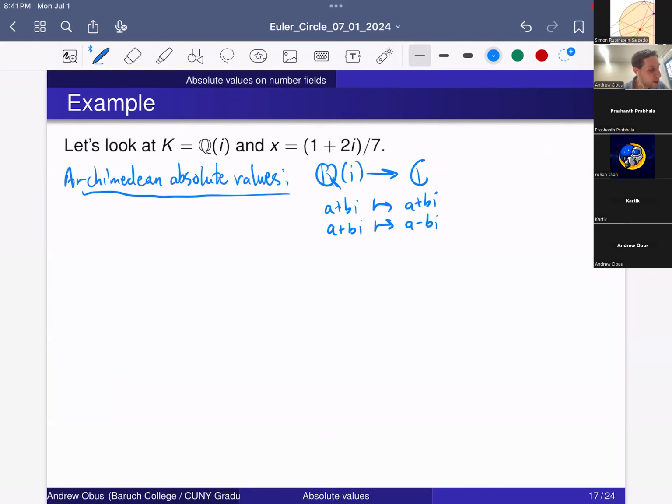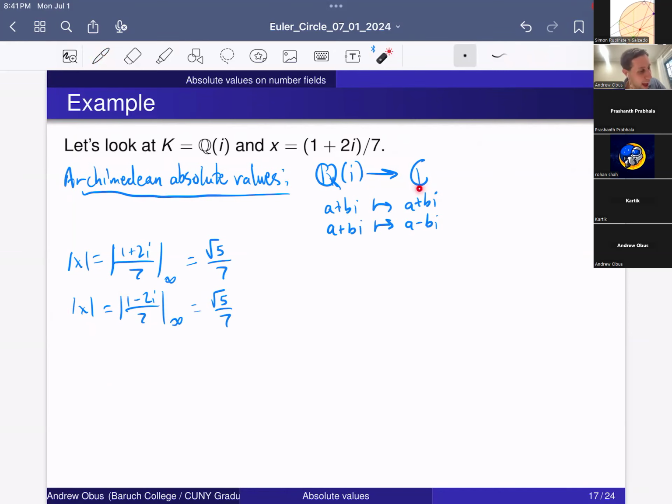And so what do you do? So the Archimedean absolute values are, well, we're either going to get that the absolute value of x is equal to just the standard absolute value of (1 plus 2i) over 7, which if you do that out as a complex number, is going to be square root of 5 over 7. Or you can have that the absolute value of x is the absolute value of (1 minus 2i) over 7, which is also going to be square root of 5 over 7. And the whole point is that the absolute value of a plus bi is always equal to the absolute value of a minus bi. They're the same thing.